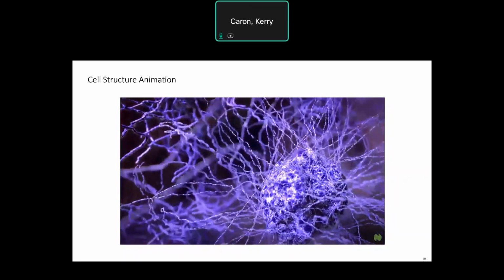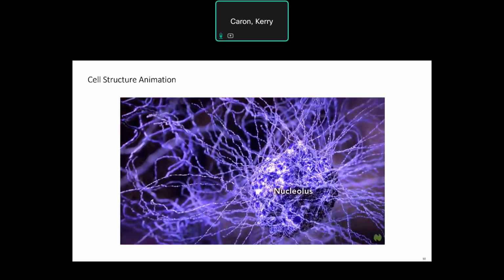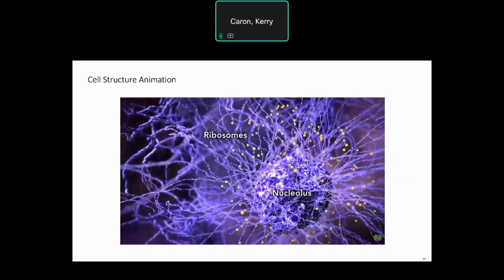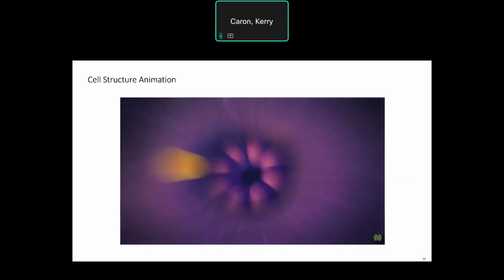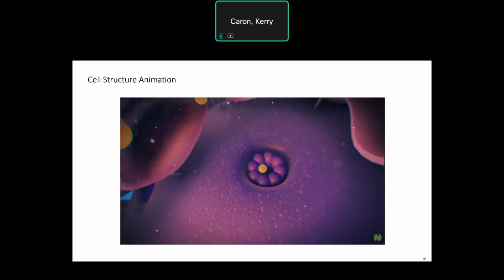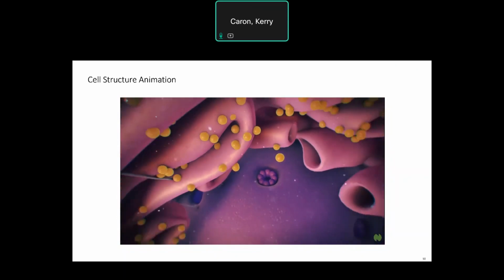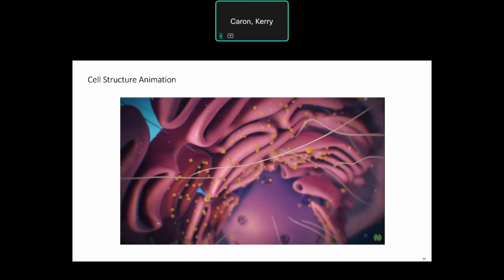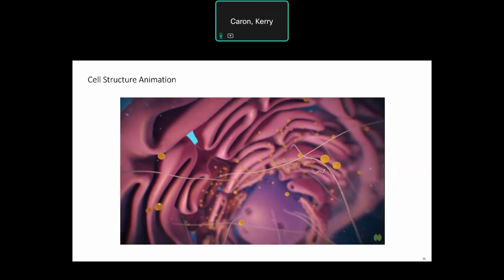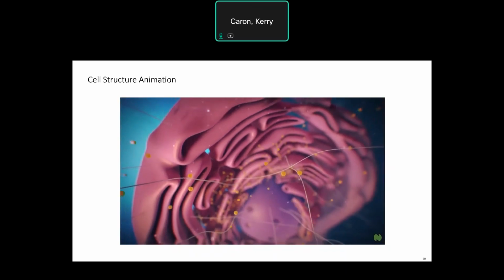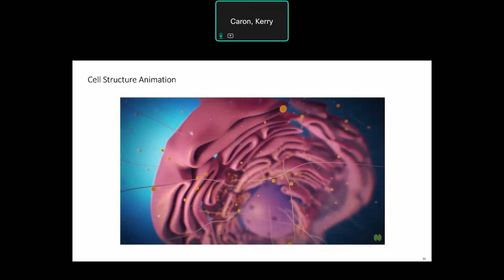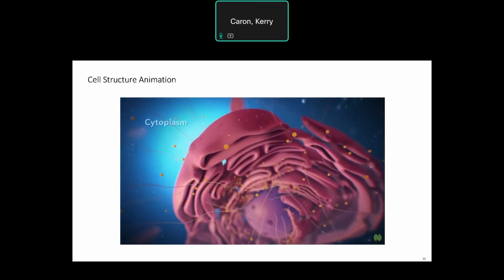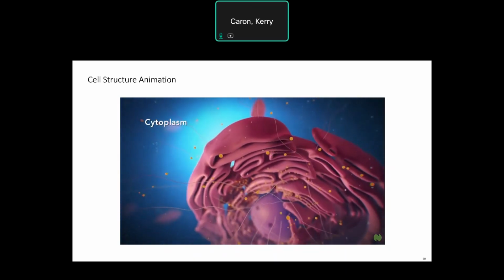The nucleus also contains a nucleolus, which is a structure where ribosomes are made. After ribosomes leave the nucleus, they will have the important job of synthesizing or making proteins. Outside the nucleus, the ribosomes and the rest of the organelles float around in cytoplasm, which is the jelly-like substance.